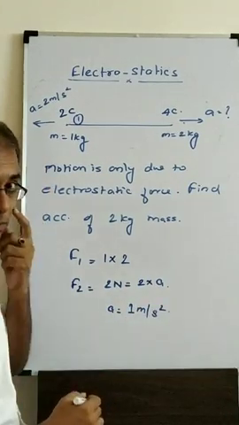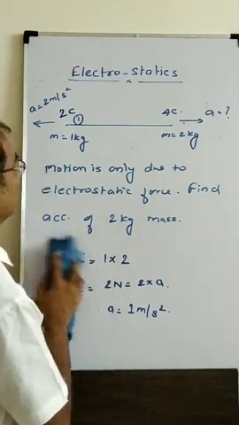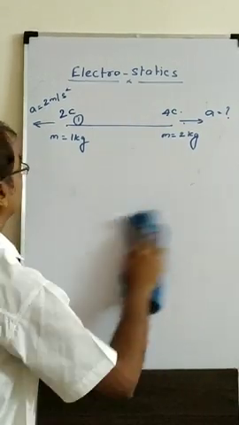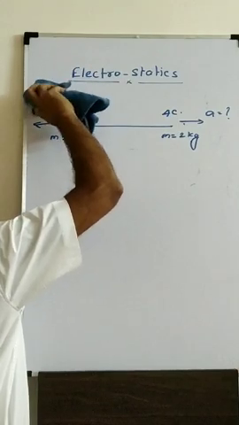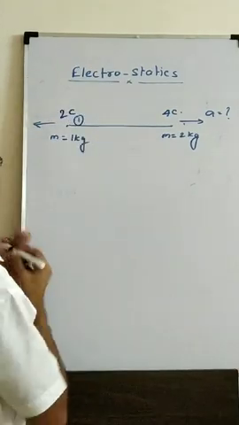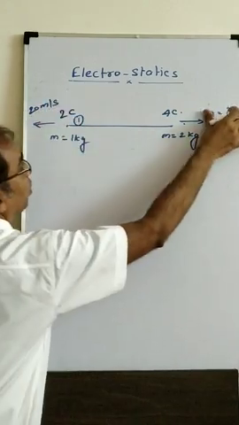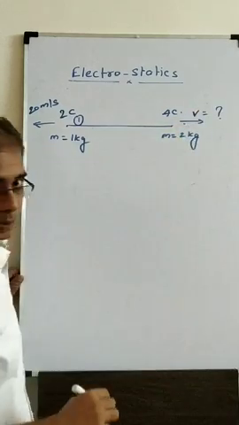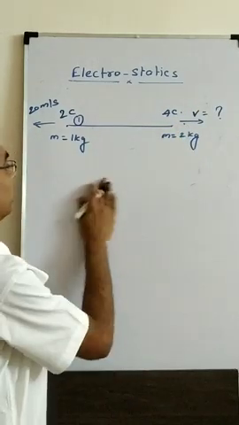Very simple. Okay. In the same question, if I make it a momentum question, let's see how you do that. If I say that this object at any moment is moving with the speed of 20 meter per second, then what is the speed of this one? Okay, how to do this now?